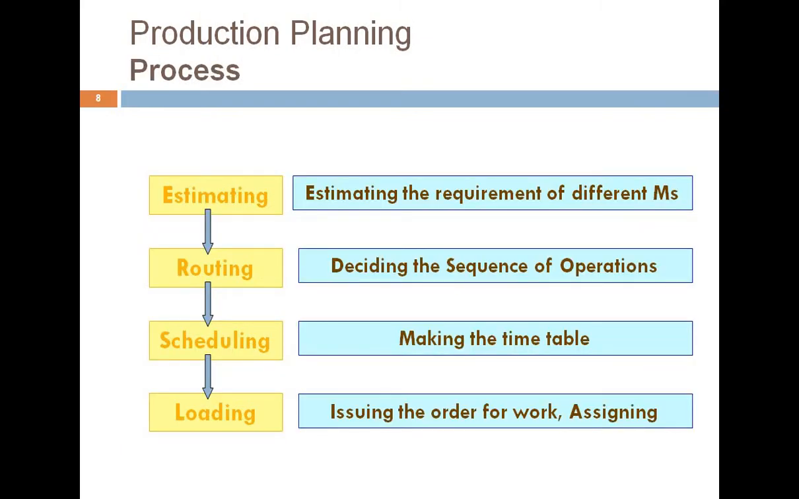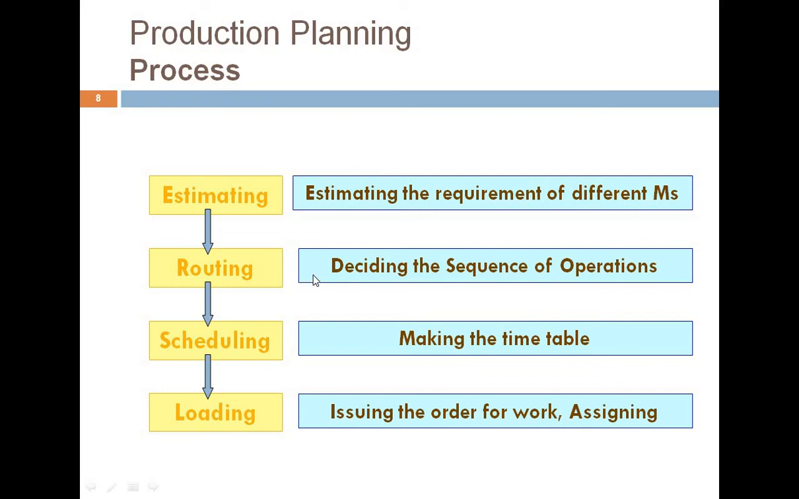So it actually starts with the process. In production planning, there are four different phases. The very first one is estimating, the second one is routing, the third one is scheduling, and the fourth one is loading. I'll give a brief idea in this particular slide, then we'll move into detail on what we mean by estimating, routing, scheduling and loading. Estimating means estimating the requirements of different M's. What we mean by M's is man, money, material, how many we require.